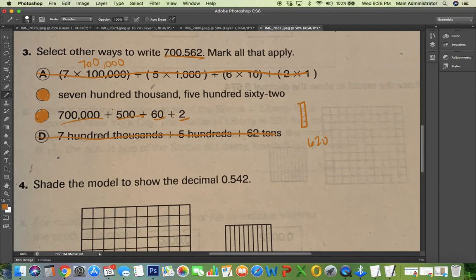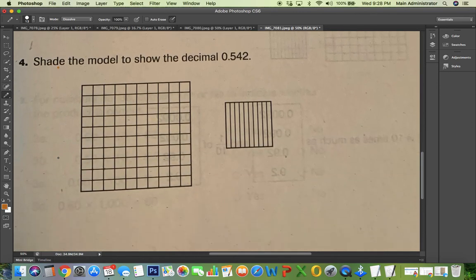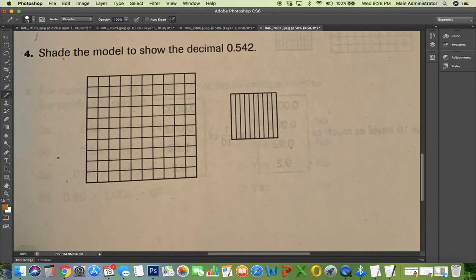Let's take a look at number 7. Oh, sorry, 4. Ah, this one's tricky. Shade the model to show the decimal 0.542, or 542 thousandths. What they're not telling you is this is like a 100 number chart, or a 100 grid, right? There's 100 squares here. I know this because I can say 1, 2, 3, 4, 5, 6, 7, 8, 9, 10. 1, 2, 3, 4, 5, 6, 7, 8, 9, 10. Excuse me, 10 times 10 is 100.